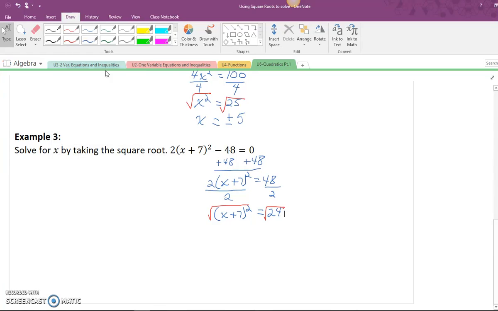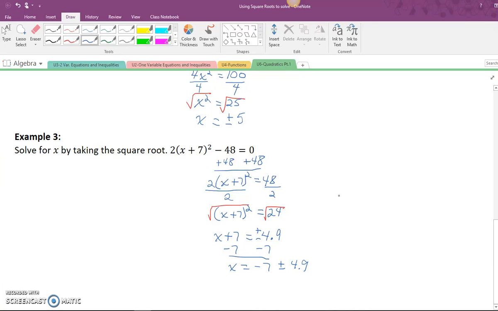So let me close my calculator. I think I want blue for this one. So now I've got x plus 7. When I take the square root, it cancels out that squared, equals 4.9. Now I'm going to finish solving this equation by subtracting 7. Plus or minus 4.9. So the next step is to subtract 7 from both sides. So x equals negative 7 plus or minus 4.9.